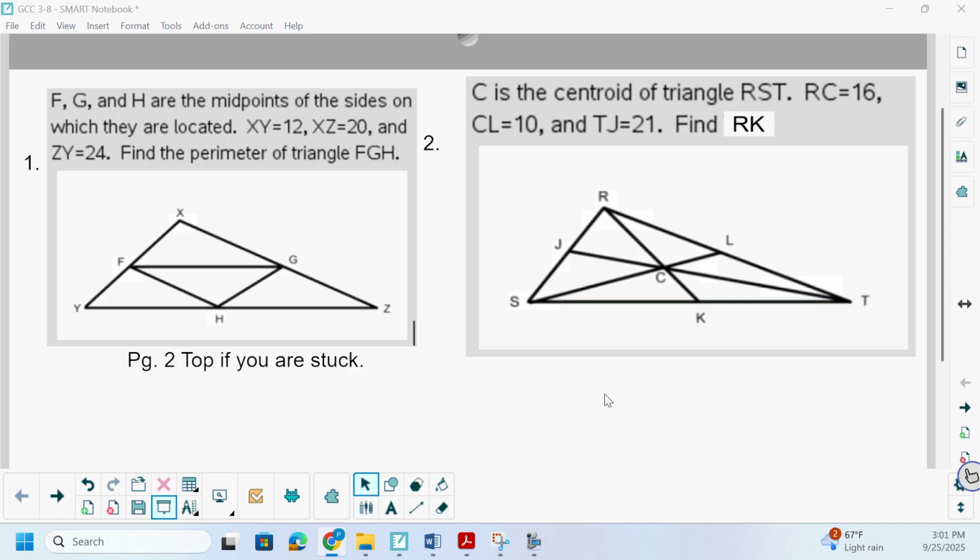Welcome everyone. So we've got our warm up for today. We're going to pause the video for a bit for you to try these two warm up problems. Number one, that's from the first day of the unit. So if you are stuck on problem one at all, feel free to look on page 2 of the packet and that might help you out. So we're going to pause the video for about 4 minutes to see if you could try these two.